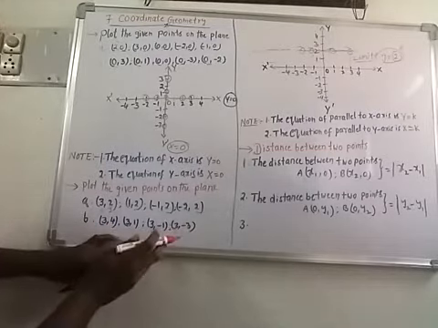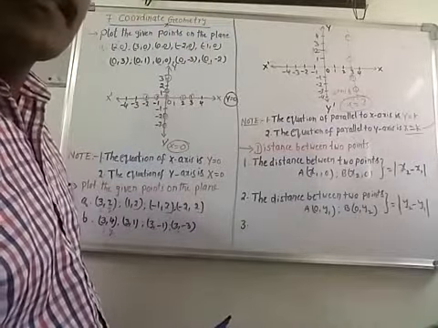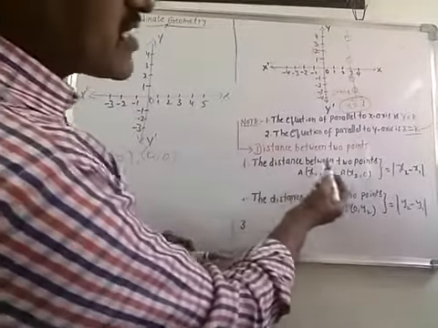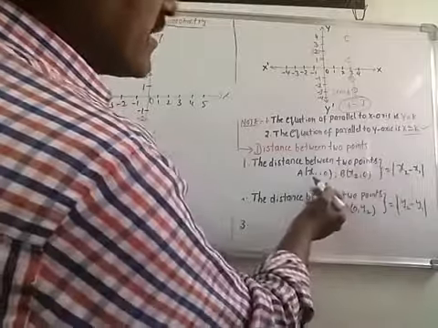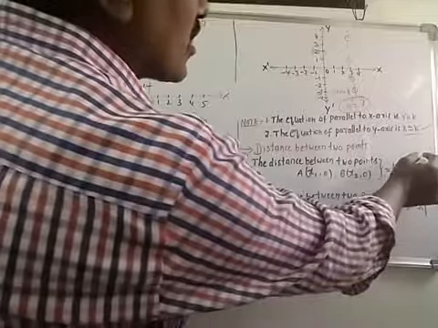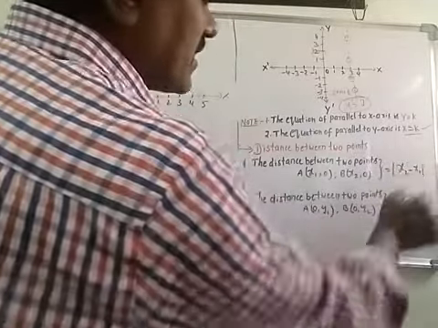So what is the equation of a line parallel to the y-axis? That is x is equal to k. Now, distance between 2 points. The distance between 2 points A (x1, 0) and B (x2, 0) is modulus of x2 minus x1.